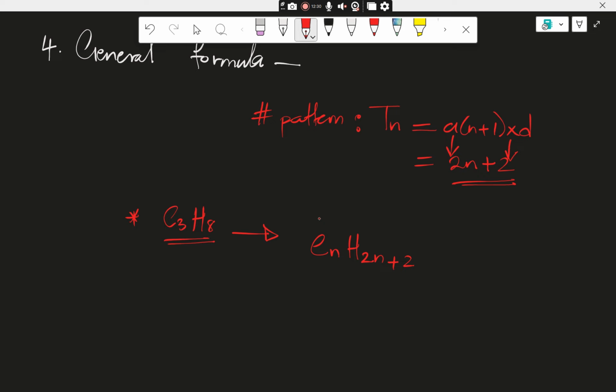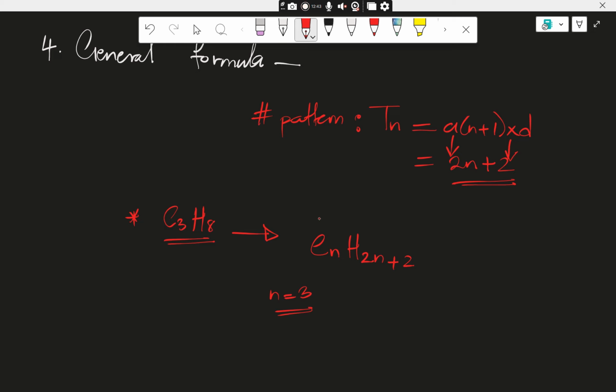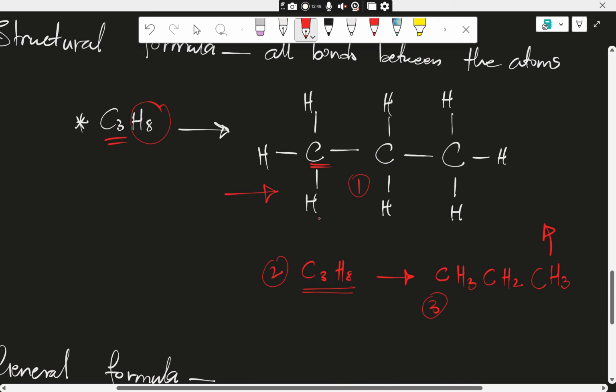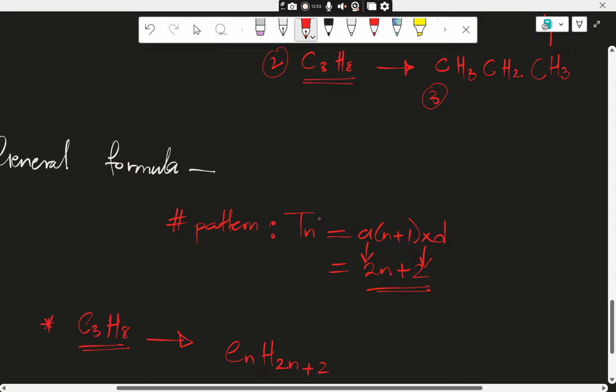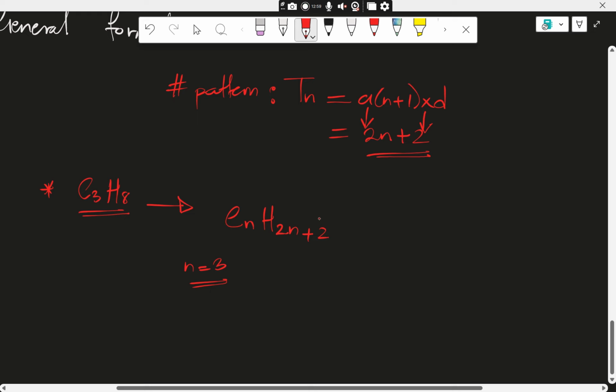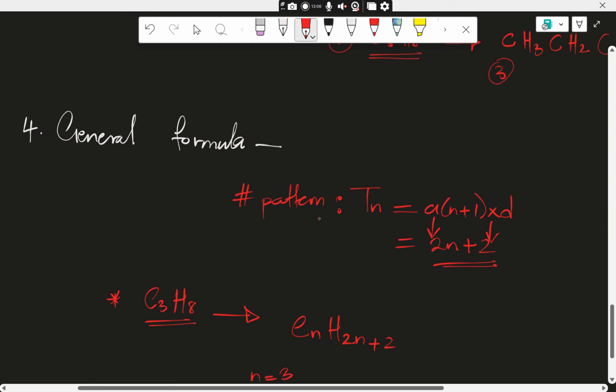So you know that if you have, let's say, three carbon atoms, then n will be three there. You know that this will be 2 times 3, 6, plus 2, so you know how many H atoms you have. You don't have to count them. For example, I know I have one, two, three. So instead of counting one by one, the general formula helps me to understand how many hydrogen atoms I have, right? Yes, that's what the general formula is.